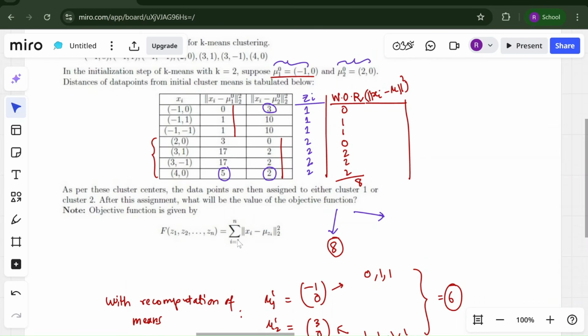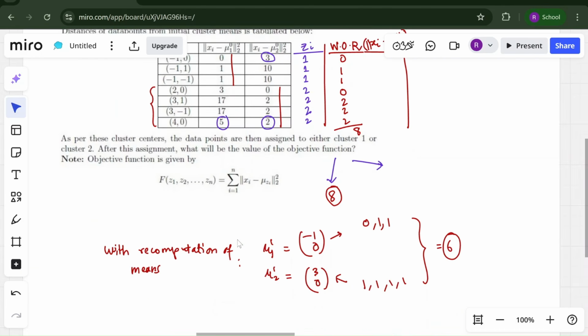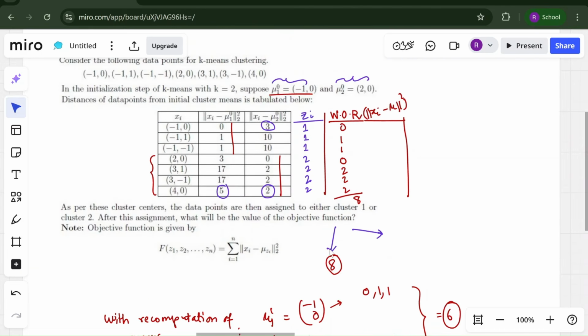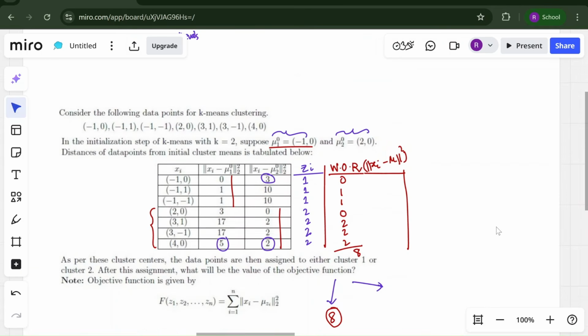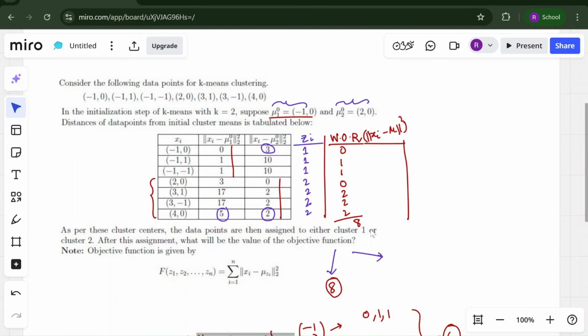See, as far as I remember, I did not do recomputation of means. I got this answer 8. Okay, and there were other people who did recomputation, and then on Discourse... it is not clear if you have to do recomputation or not, right? So some people did, some people did not, then they raised an issue on Discourse, and then ultimately it was decided that both will get marks. Okay, this was a controversial question.